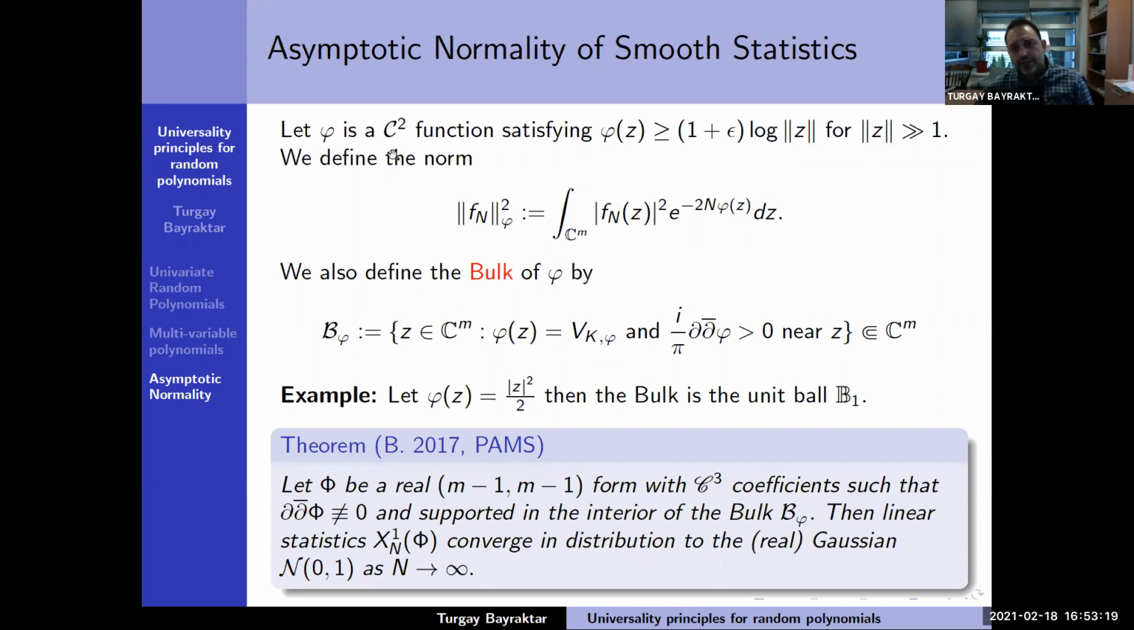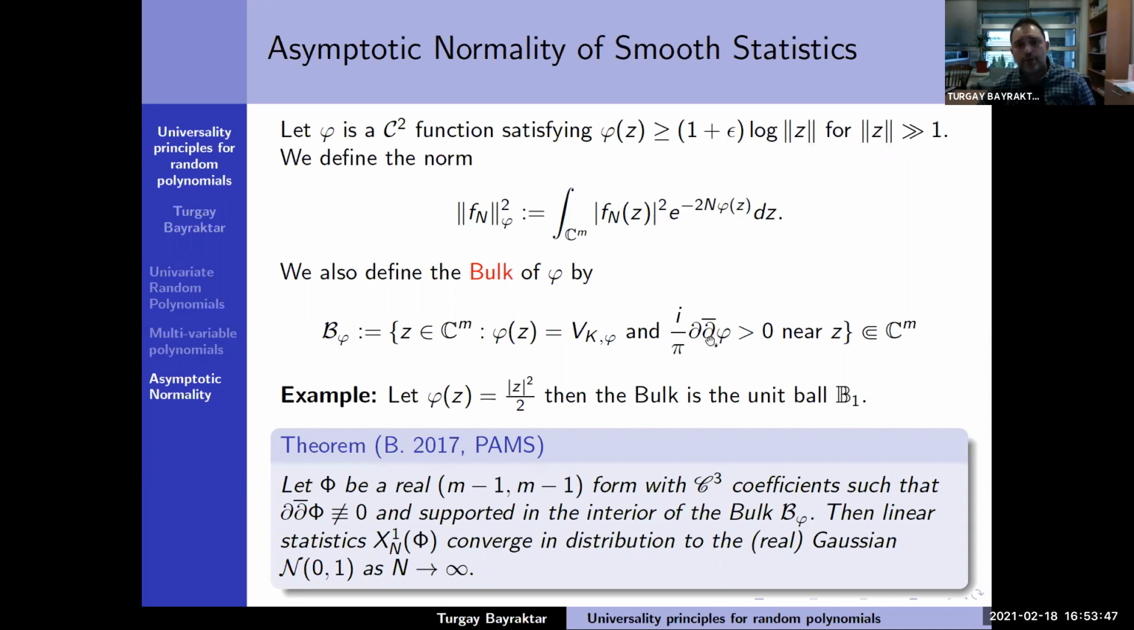Now, in this setting, again, taking K to be in C^m and phi to be this function, you have the extremal function V_K^phi. And there is a set called the bulk. The bulk is defined as the set of all points in C^m where phi coincides with the function V_K^phi, and where phi has positive curvature. So this is a C2 function.